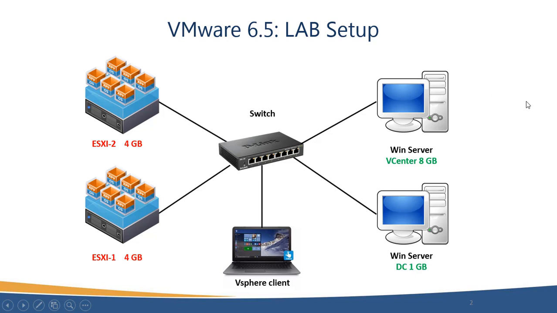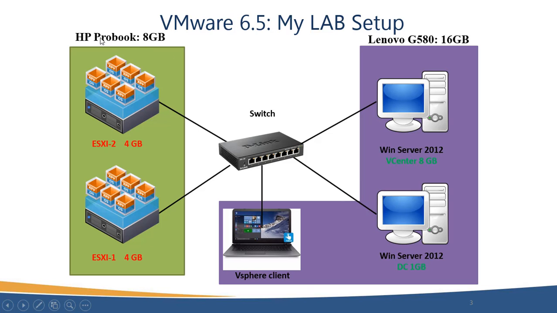In my situation, as I use two laptops, I have an HP ProBook with 8 GB of RAM and a Lenovo G580 with 16 GB of RAM. Of course, I can use the Lenovo G580 with 16 GB to create all the virtual machines inside it, but I will have an overloading of RAM. That means 8 gigabytes plus 4, that means 16, and 1 gigabyte, it means 17. Of course, I can create these 4 machines inside this Lenovo, but 17 gigabytes of RAM are used.